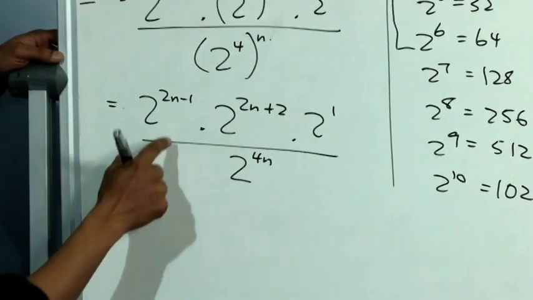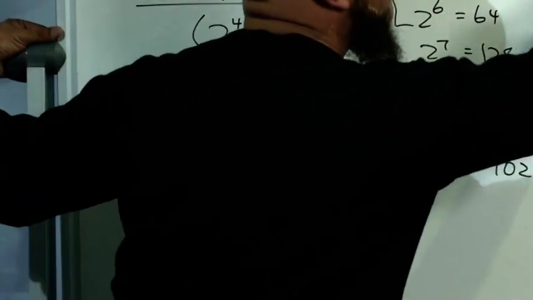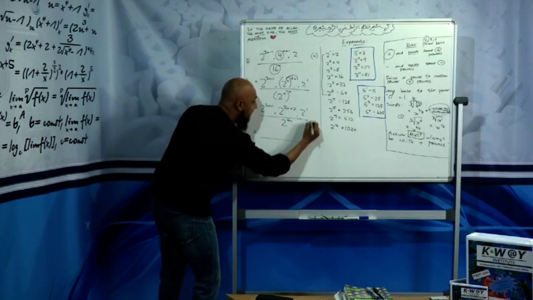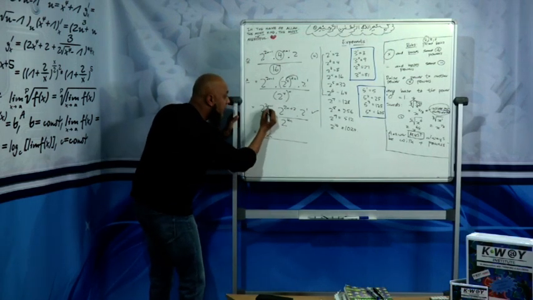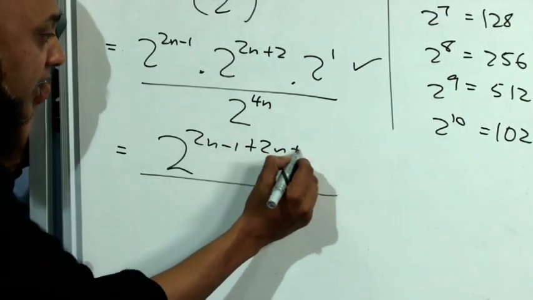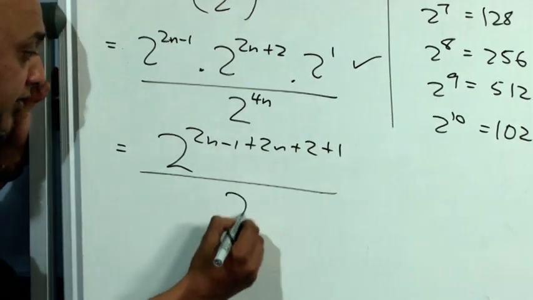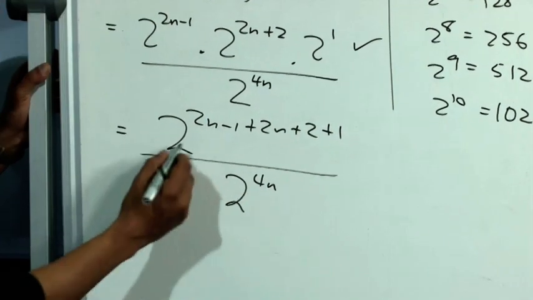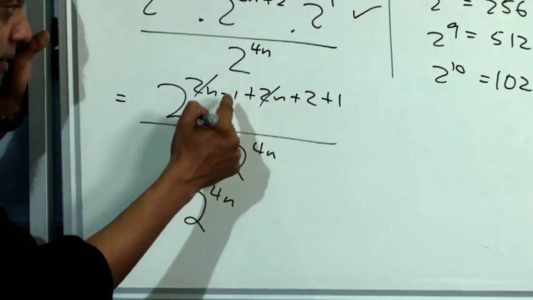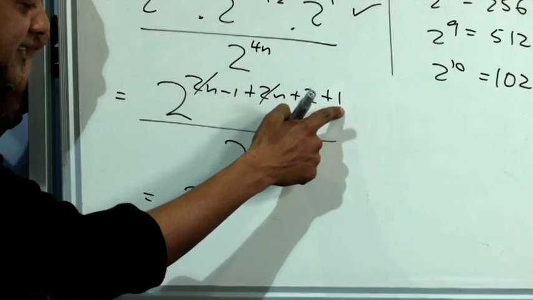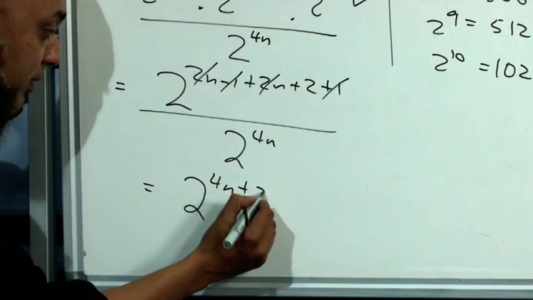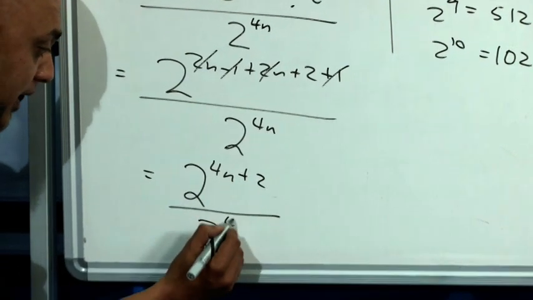Let's look at our numerator. We are multiplying, and bases are the same. We add the powers in the numerator. So it's 2 to the power 2n minus 1 plus 2n plus 2 plus 1, over 2 to the power 4n. Okay, so we now got 2 to the power 2n plus 2n is 4n. 2 plus 1 is 3. Oh, in fact, what you can do, minus 1 plus 1 will cancel out. You're left with 2. So it's 4n plus 2 over 2 to the power 4n.